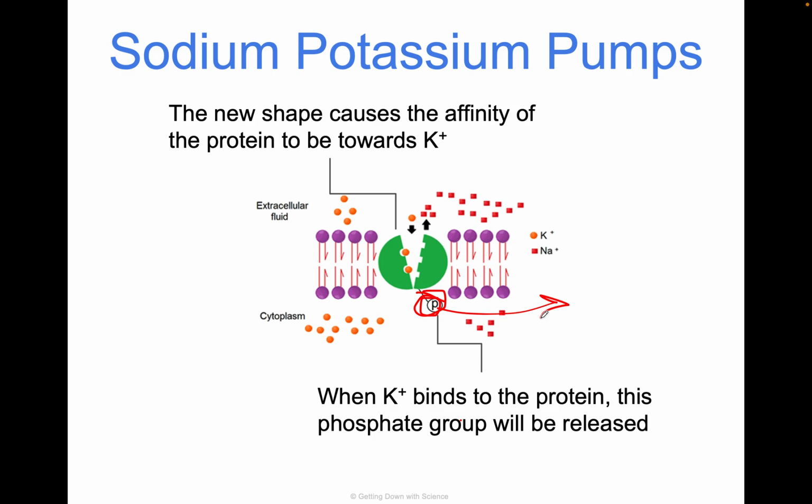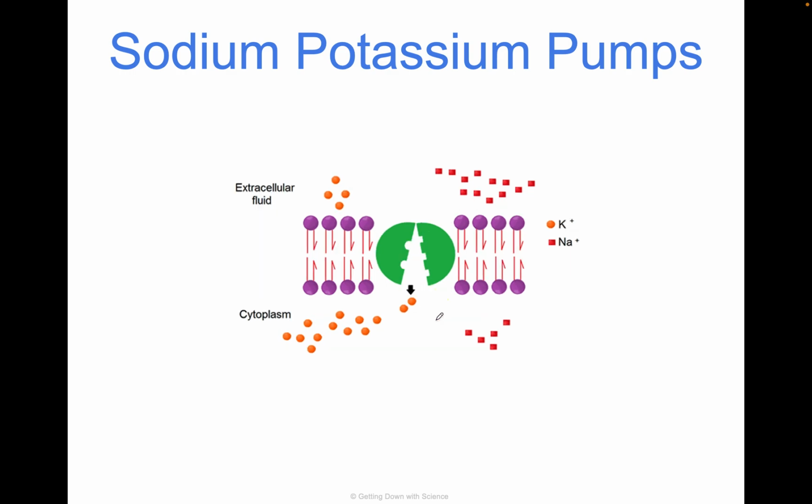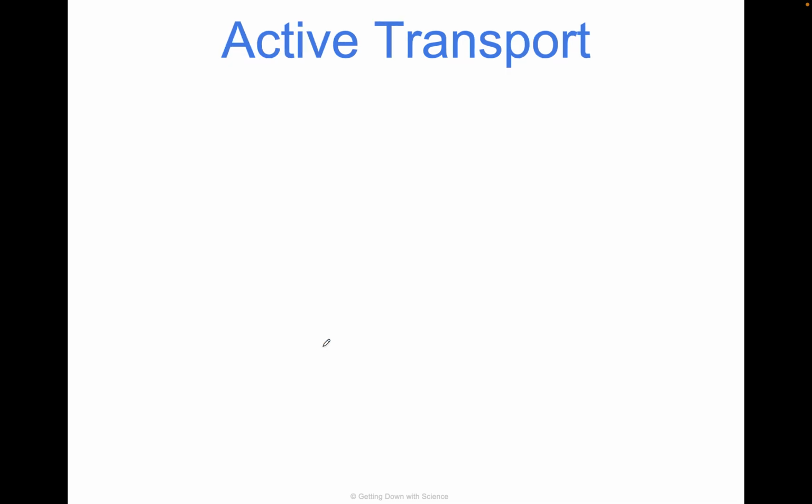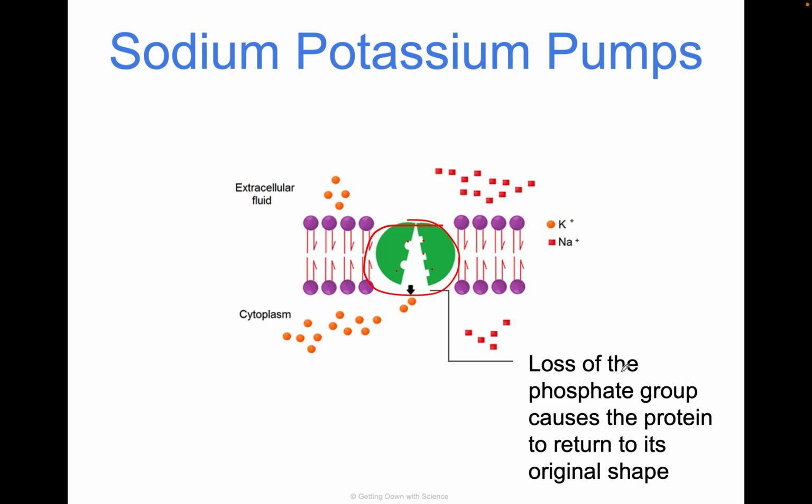So the ATP molecule will just go ahead and receive this phosphate group back again, right? Loss of the phosphate causes the protein to return to its original shape. So here it is again, ready to get 3 sodiums and trade them for 2 potassiums. Ta-da! That's how we pump things against their concentration gradient. So we have a ton of potassium in here now, and because of this, we have a slightly positive charge outside.